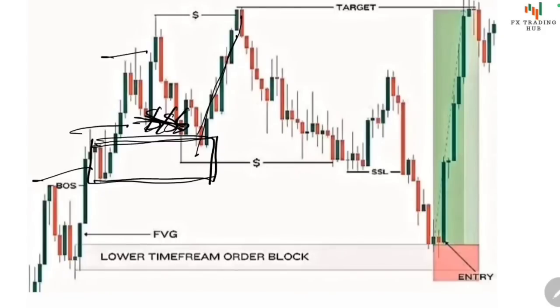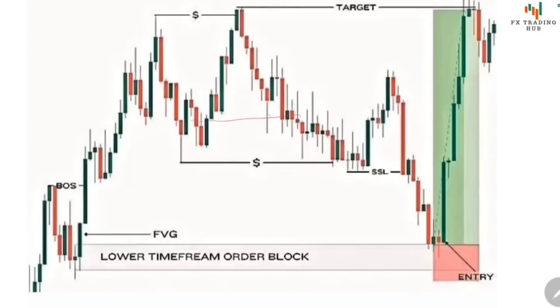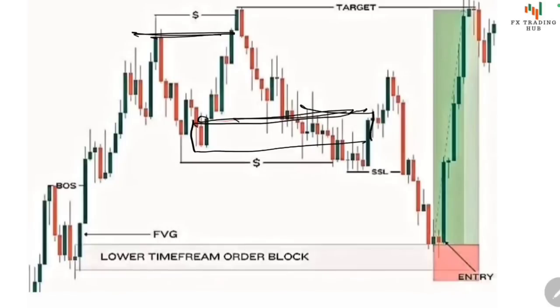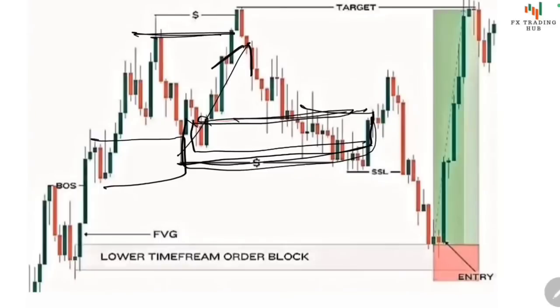But then this zone here did not work out. You can see there is a break of structure to the upside. This zone didn't work out here, but this zone worked out to give us this move here. But this one here did not work out because you can see there was no liquidity taken out before the zone.